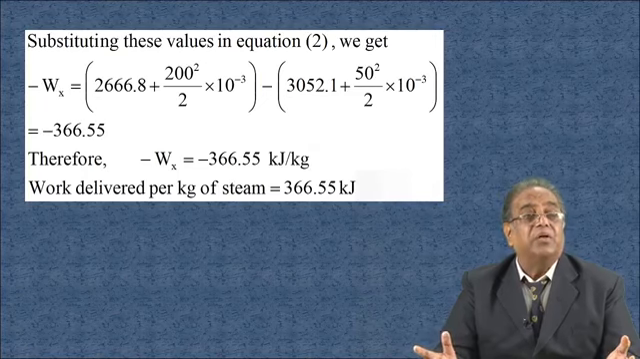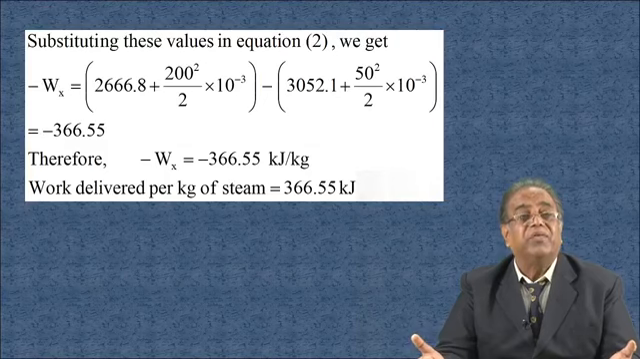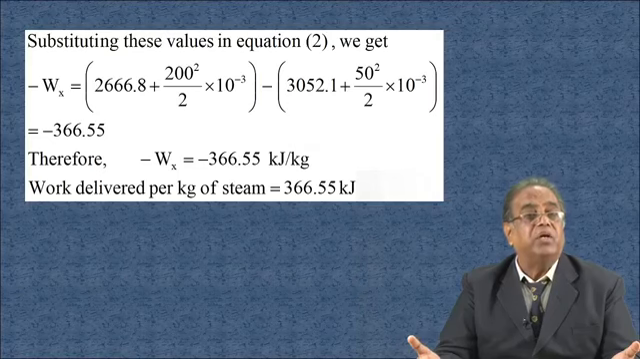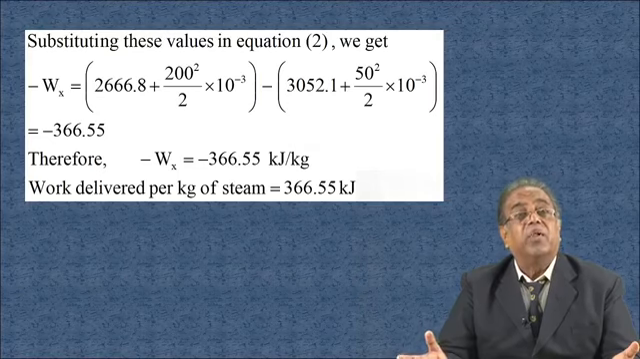But dear learners, why are we multiplying by 10 to the power minus 3? Because H1 and H2 are in kilojoule, but when you calculate V square by 2, it is actually in joule. So we have to convert into kilojoule. That's why in this equation we are multiplying by 10 to the power minus 3.